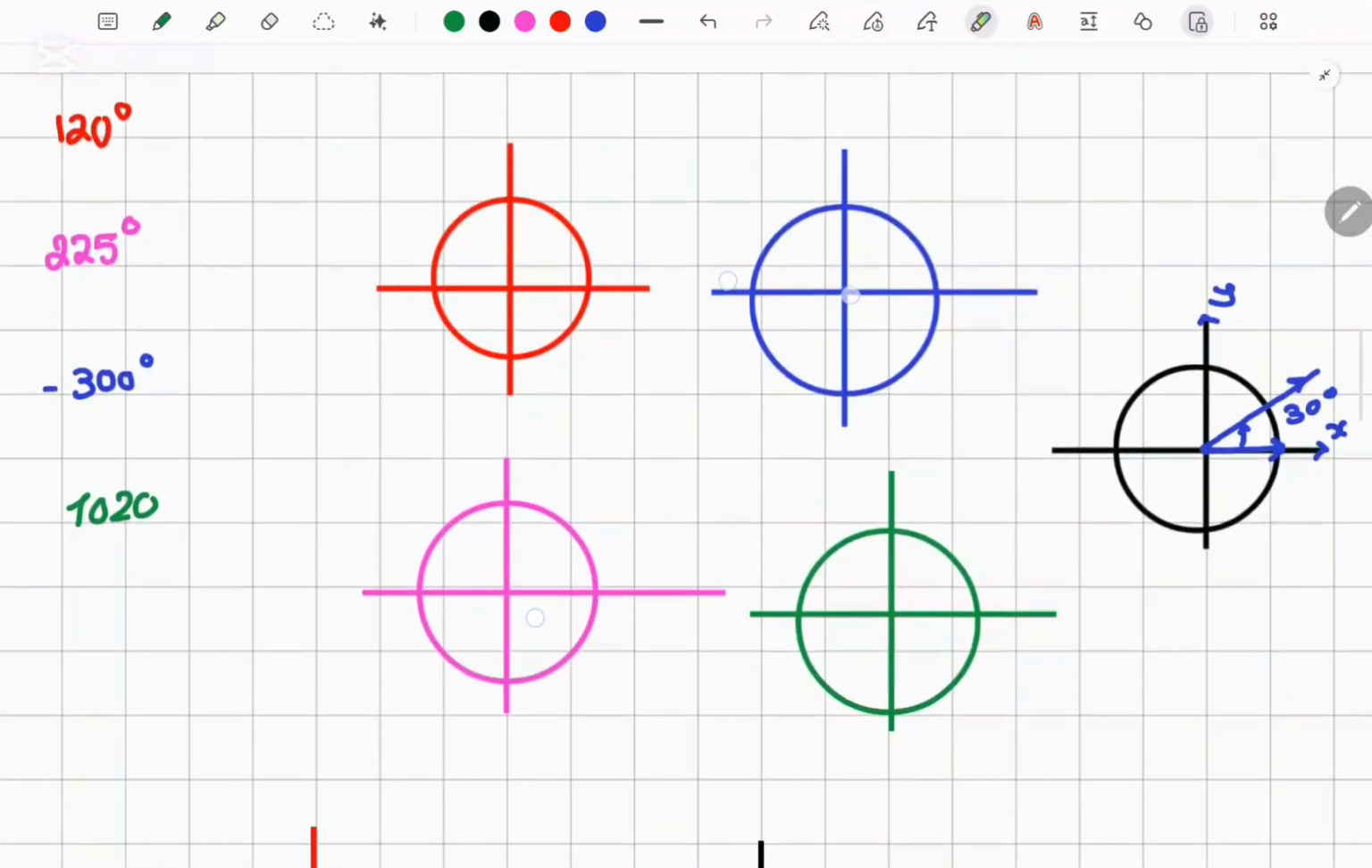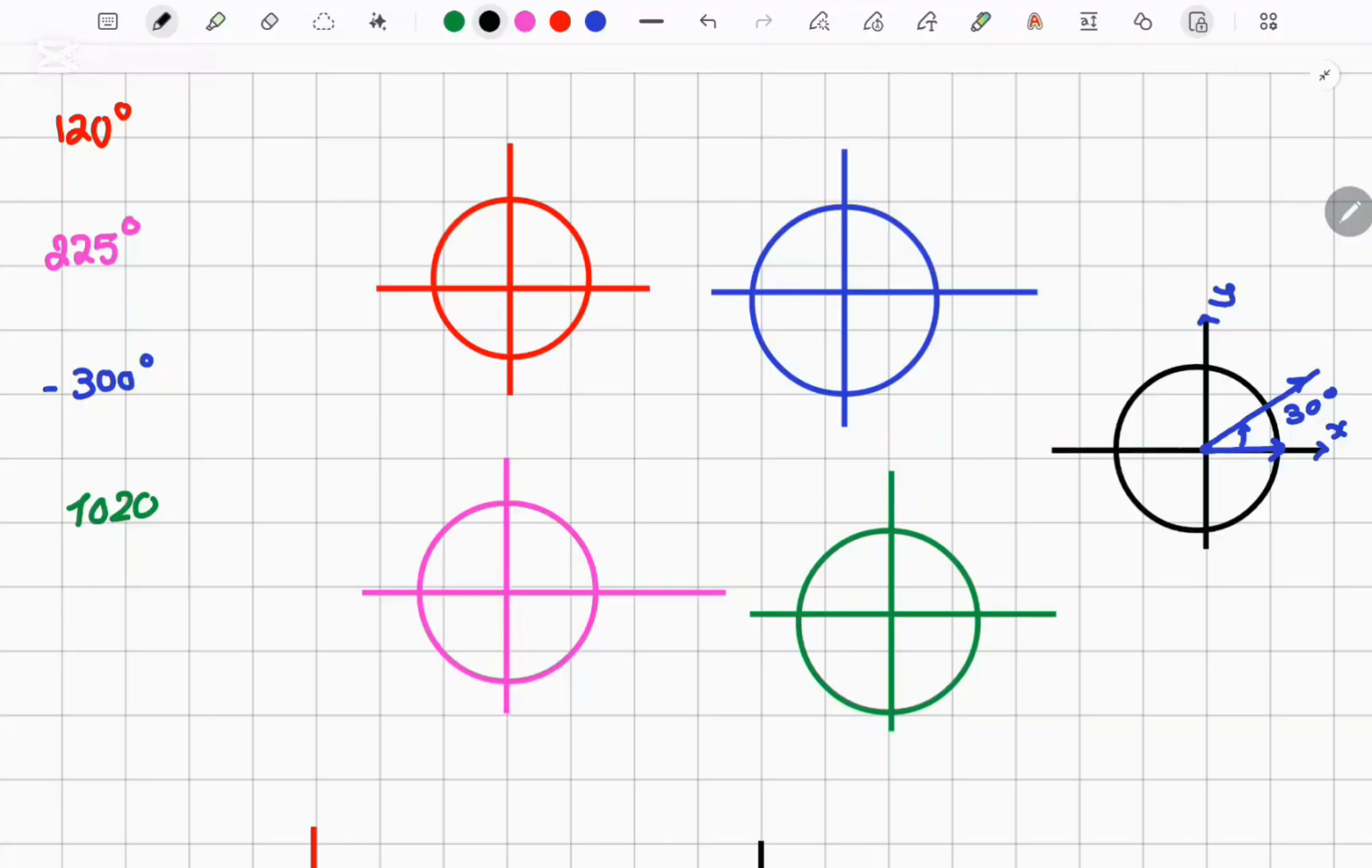So now let's go and work with the examples that I have over here so that you can practice and understand this even better. So first I'm going to go with the red one. Okay, it says show 120 in the standard position and then find 2 positive and 2 negative coterminals for it. So let's see what it means.